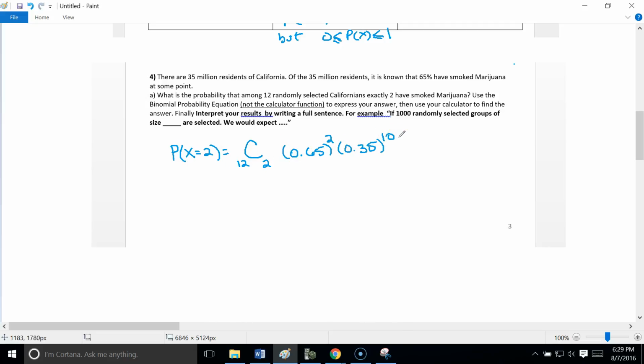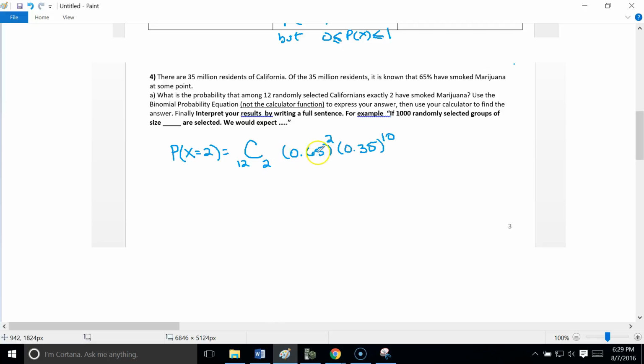Okay, so the probability that x, the random variable, equals 2 is equal to combinations of 12 choose 2. That's because there are 12 trials, 12 people are being selected, and we are looking at the case where exactly 2 of them have smoked marijuana at some point.